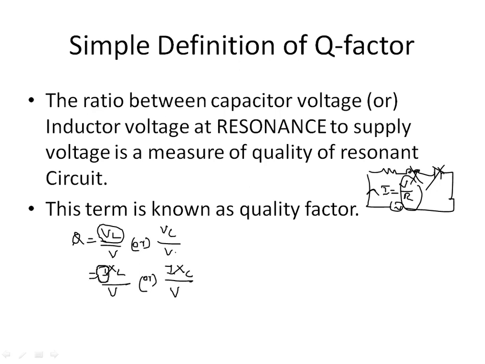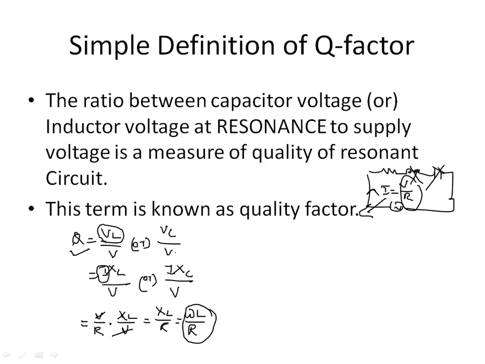What is the value of I? We have just calculated I is equal to V by R. Substitute I is equal to V by R here. Q is equal to V by R into XL by V. So V gets cancelled. So XL by R. XL by R is nothing but omega L by R. So that is the formula for quality factor.